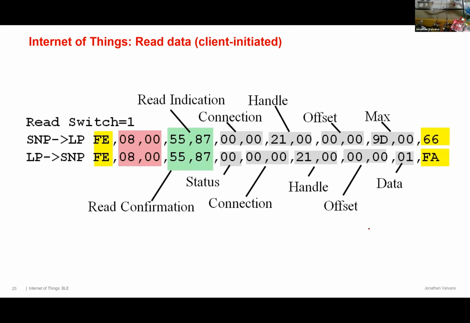This is a read indication. Again, this is coming from the phone to the device. And so you push your button on the phone, it sends a BLE read request to the 2650, the 2650 sends it to the 432, the 432 responds, and then one byte of data is sent back to the phone. Okay.